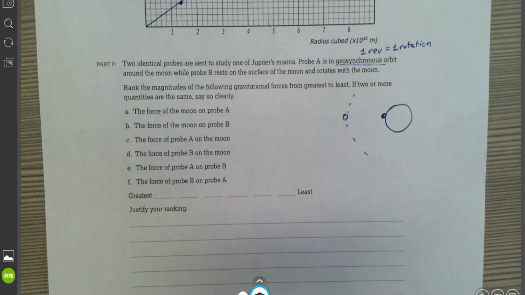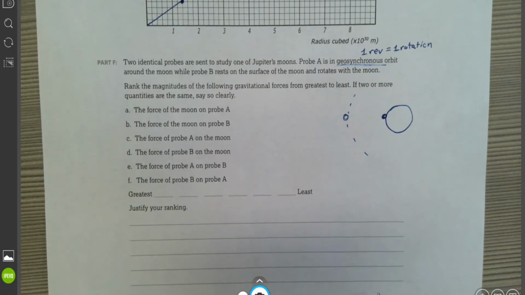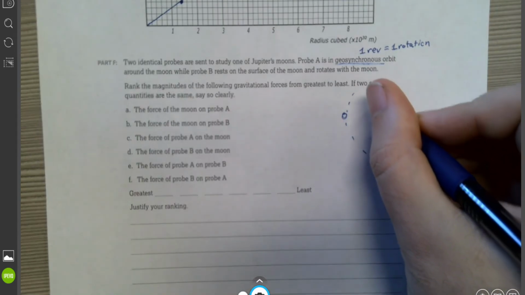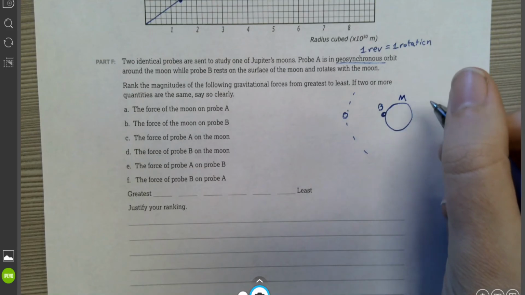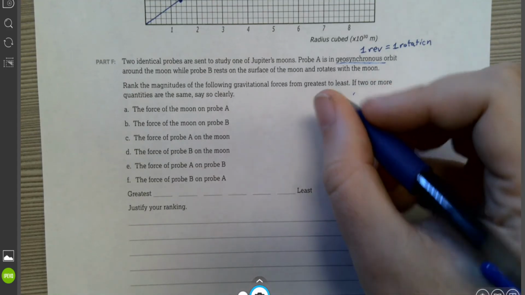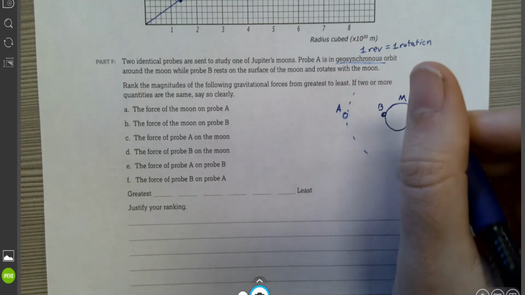All right. Let's see here. The force of probe A on the moon and the force of probe B on the moon. Okay, those sound similar to each other. And then part E says the force of probe A on probe B, and then the force of probe B on probe A. Okay, all right, so let's see if we can come up with these. It says that B is on the surface of the moon, so B is right here. Moon is right here, and probe A is out in space.